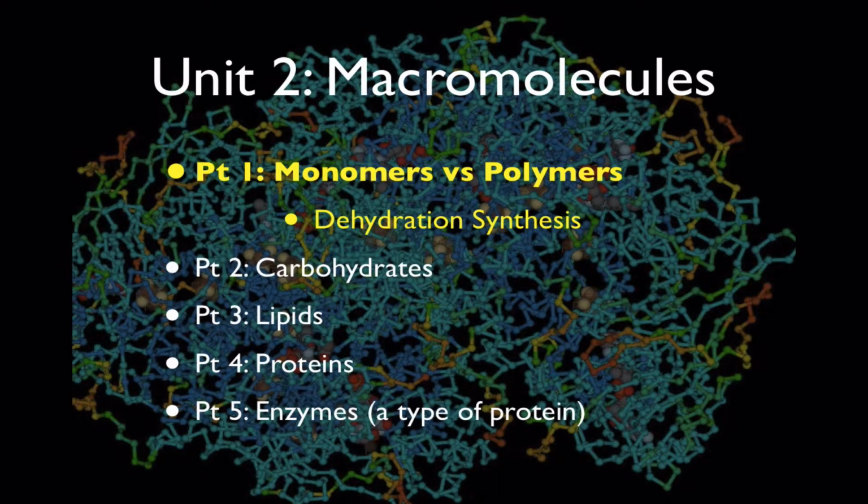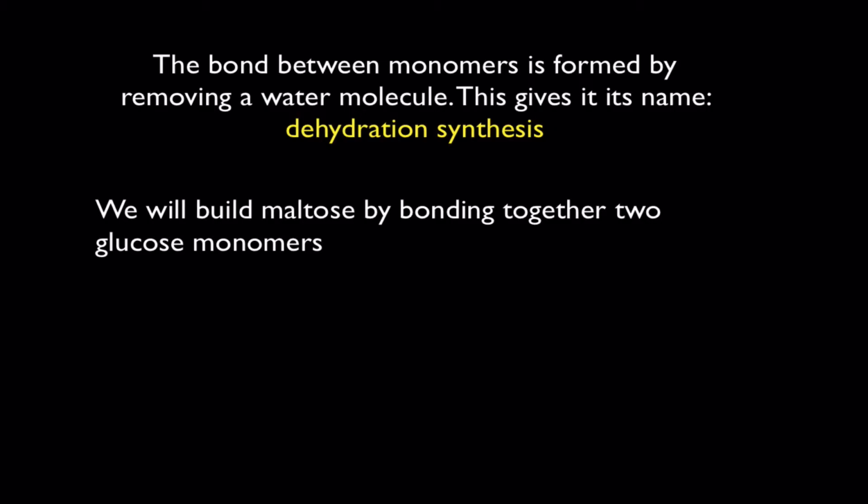Hello, this is Ed Chapman, and this video cast is going to cover dehydration synthesis, which is the chemical reaction that happens in biology to join all monomers into polymers. Now, the bond between monomers is formed by removing or taking away a water molecule, and that's where the name comes from, dehydration synthesis.